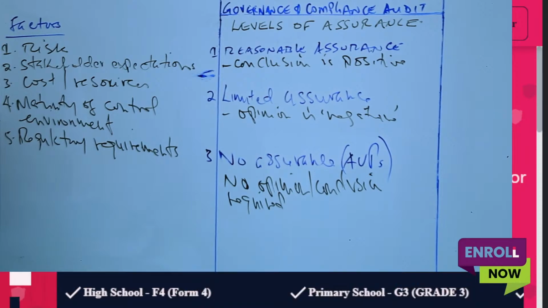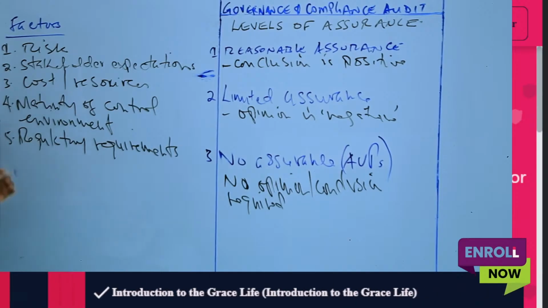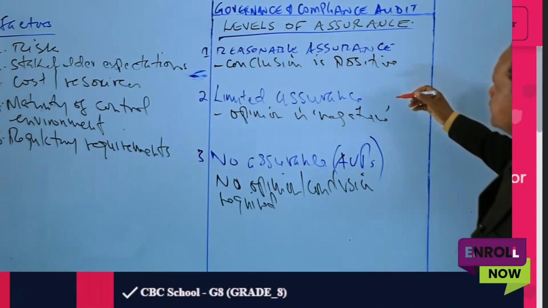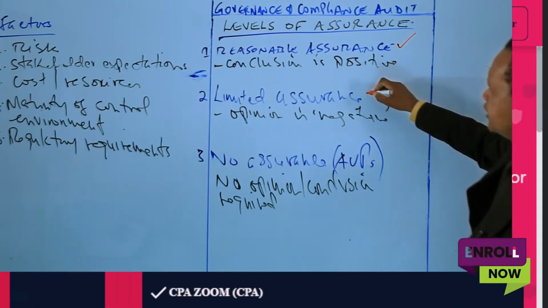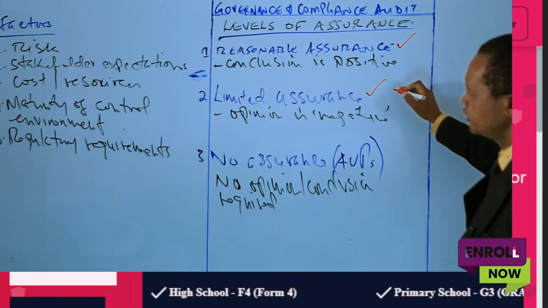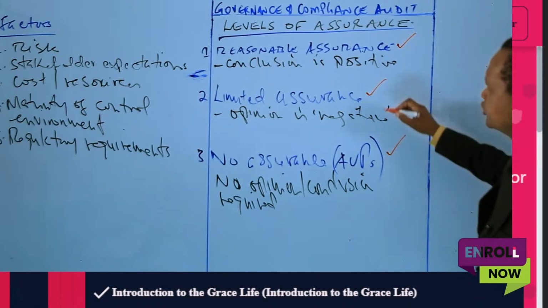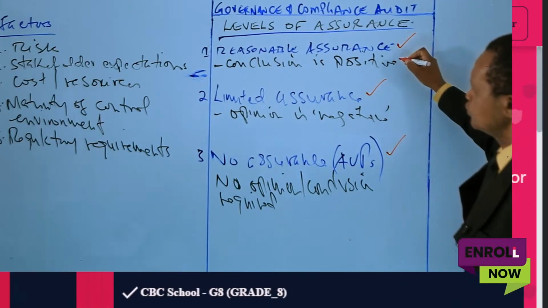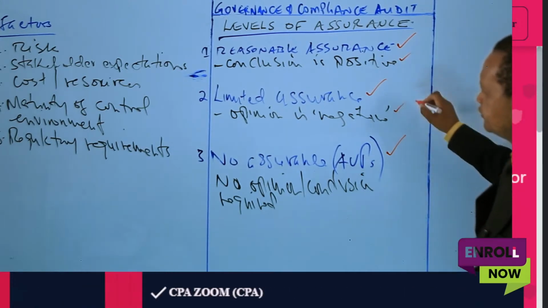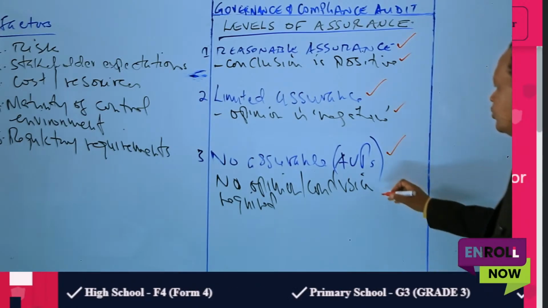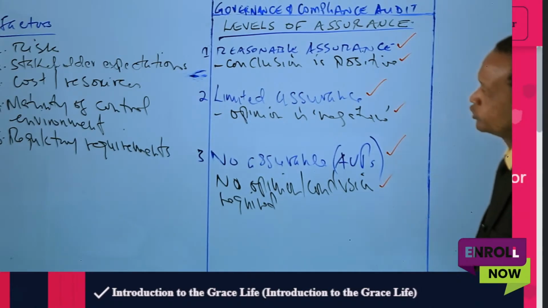So candidates, that's all for our today's lesson on levels of assurance. Reasonable assurance is a high level assurance. Then we have limited assurance level, which is a low level assurance. Then there is no assurance, agreed upon procedures. In a reasonable assurance, a positive conclusion is made. In a limited assurance, a negative conclusion is made. Where there is no assurance required, no opinion or conclusion is required.